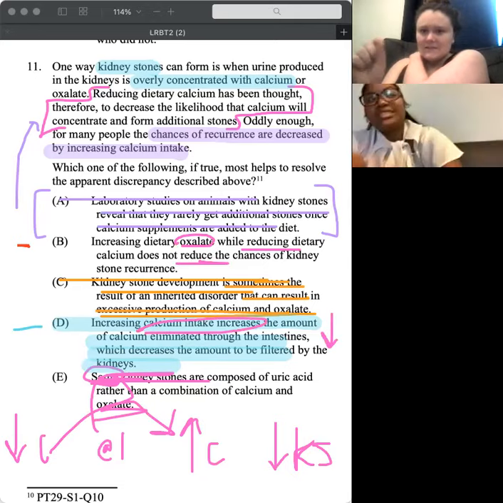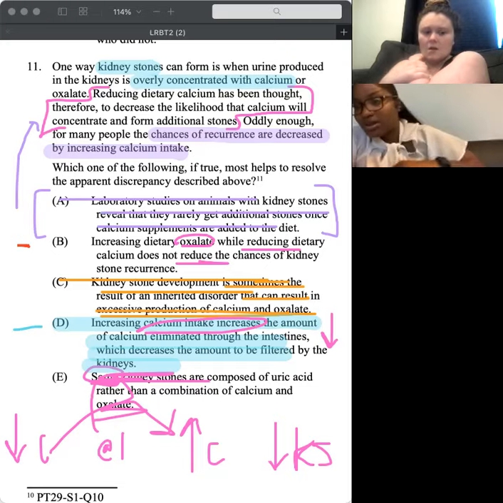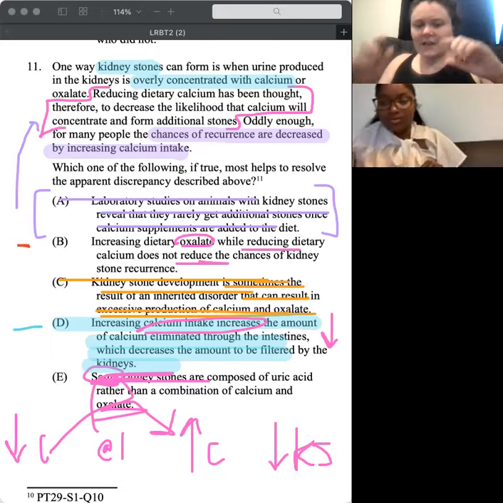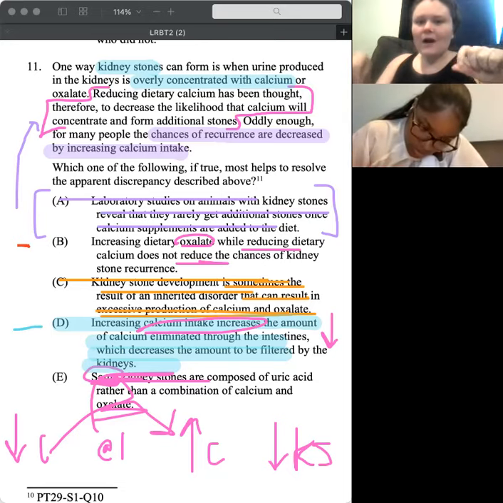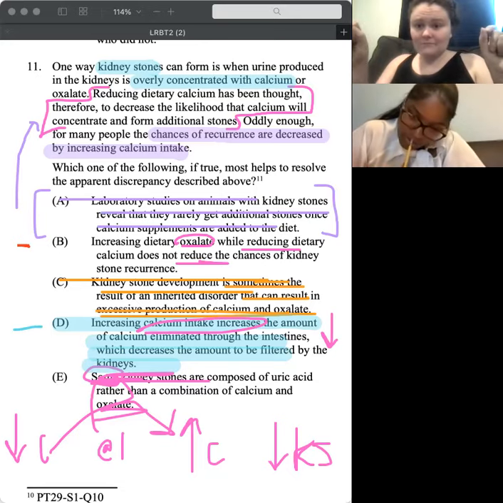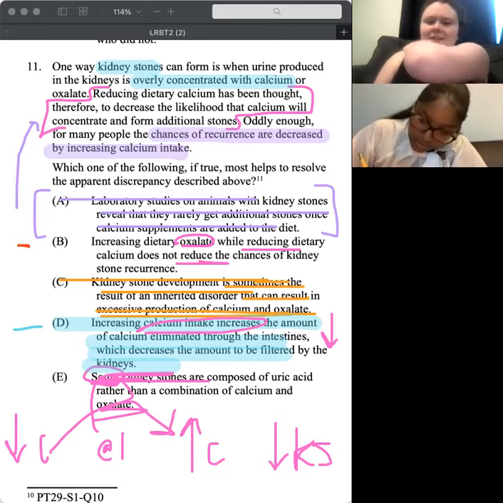So basically, to get the answer, we simply found the two statements that were true, and then found the answer that explained what allowed the two statements to be true. Does that make sense? Yes. Excellent.